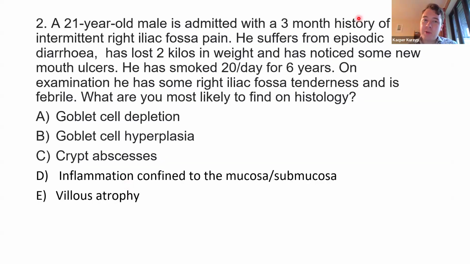A 21-year-old male, 3-month history of intermittent right iliac fossa pain. He has episodic diarrhea, lost 2 kilograms in weight. He has some mouth ulcers, smoked 20 a day for 6 years. Again, right iliac fossa tenderness, and he is febrile. What do you expect to find on histology?